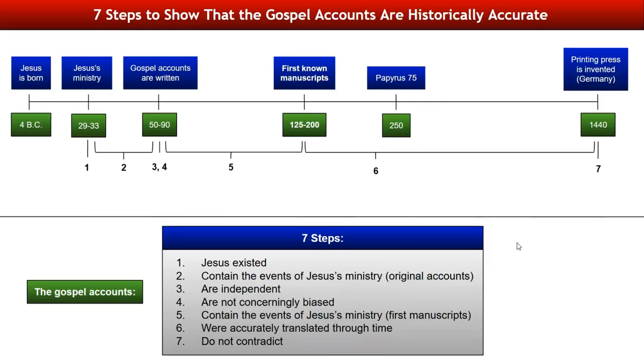Here is our timeline, which contains 7 steps by which to establish the New Testament's historical reliability. Firstly, we know that Jesus existed as a historical figure. This is corroborated by secular sources, the existence of the Christian Church, the number of New Testament manuscripts, and by the vast majority of scholars. Secondly, we know that the things he did were accurately recorded in the original gospel accounts.